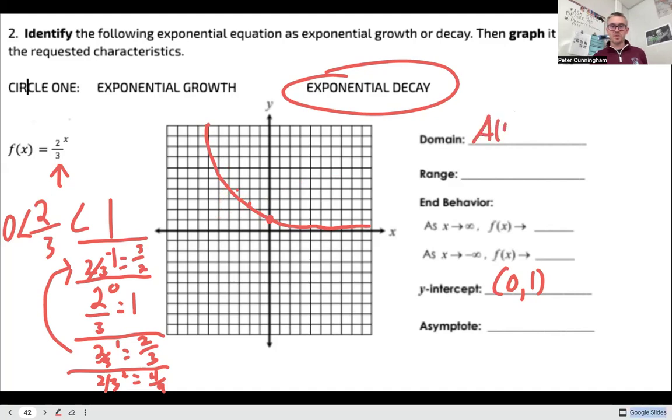All right, so here's the good thing though. The domain, it's always going to be all real numbers. That's a gimme on the test. It's never going to change.